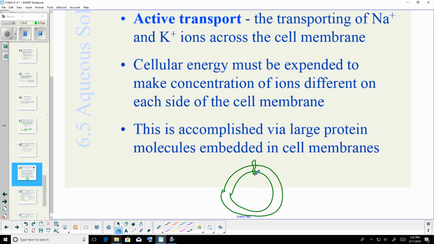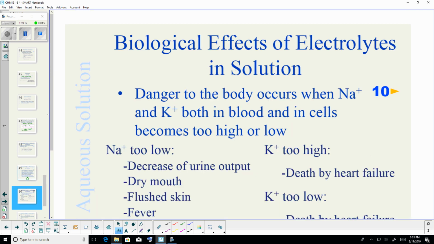But this allows stuff to go through the membrane. Okay? If you just had passive transport, eventually it'd be the same on both sides. You come to an equilibrium. With active transport, to get more on the outside, you just have to push it. And that's done through these proteins, sort of like little gates.